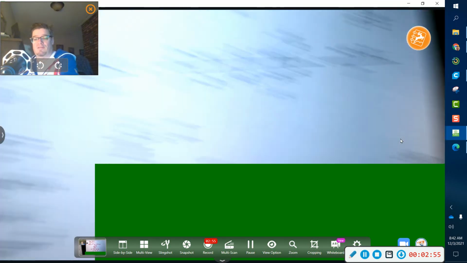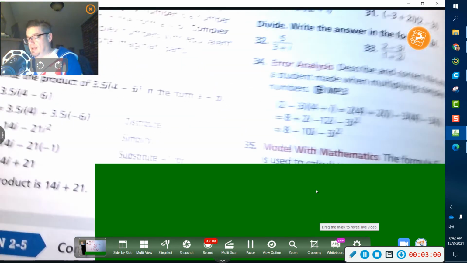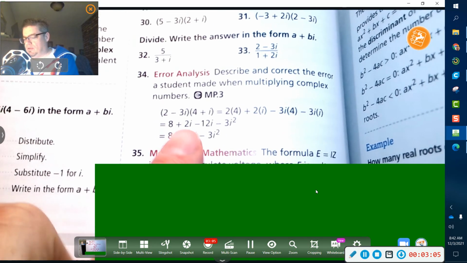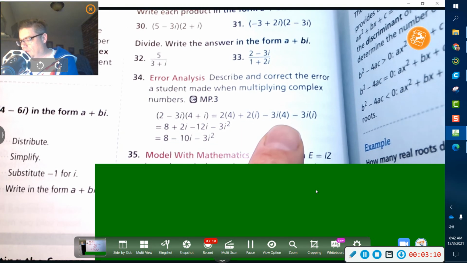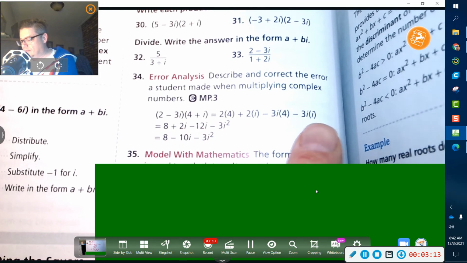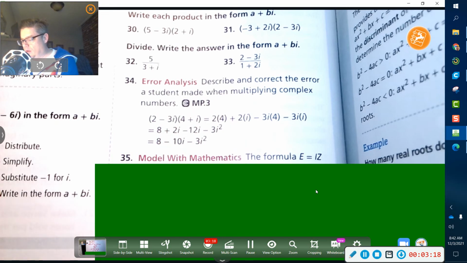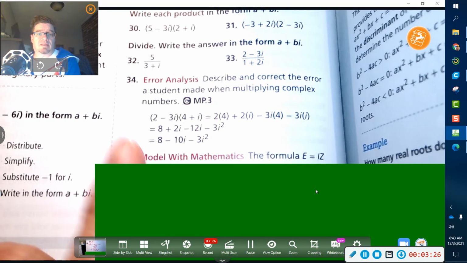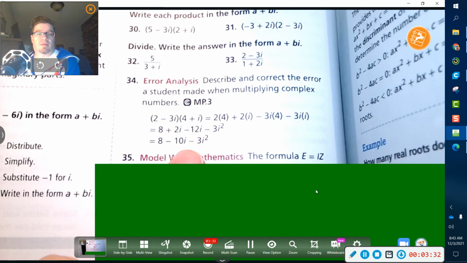This next one is actually 35. 34, I'm going to go ahead and just put the book under the screen here. All right, we'll see what mistake they made. It's an error analysis here. Okay, so it looks like they multiplied these two. Okay, so 2 times 4, 2 times i, -3i times 4, -3i times i. Okay, so it looks like, all right, what'd they do? I don't see any errors, actually. The only error I see is that they just did not turn this into a +3 to combine. That's all.